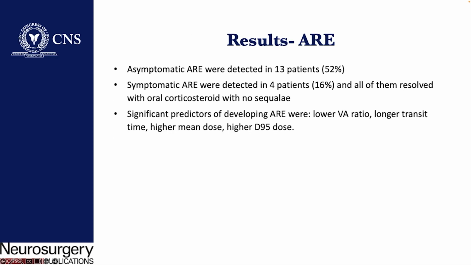Asymptomatic AREs, or adverse radiation effects, were detected in 13 patients. Symptomatic AREs were detected in 4 patients, and all of them resolved with oral corticosteroid with no sequelae. Significant predictors of developing ARE were lower VA ratio, longer transit time, higher mean dose, and higher D95.